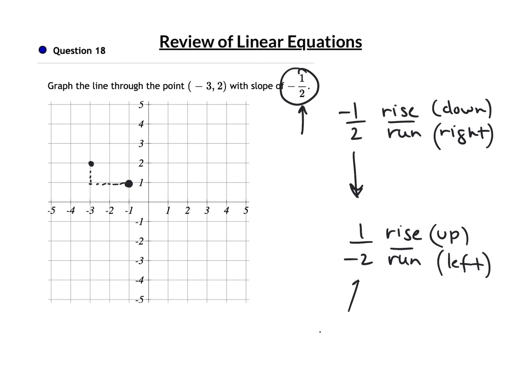If I use the second one, I'll take my point and I'll go up 1, rise 1, and run -2, that's 2 to the left, and there's my point. Notice those 3 points, they're all on the same line. That is the graph of the line that passes through the point (-3, 2) and has a slope of -1/2. Notice the way the line goes to the right and down. That's an indicator of negative slope.